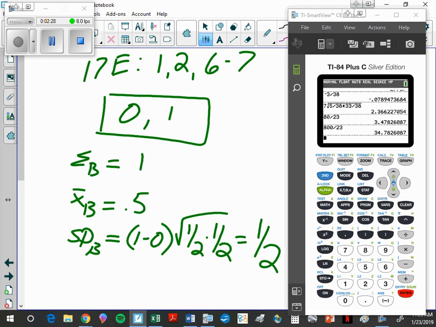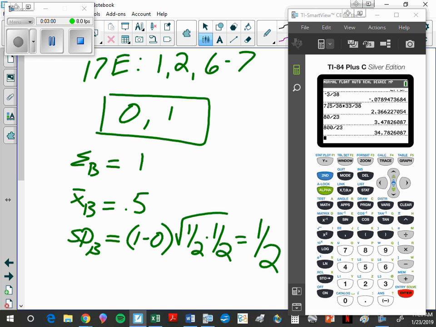How far away are the tickets in the box from 1/2? 1/2. So anytime you have a 0, 1 box, the SD will always be 1/2. Every single time. What if I had a 0, 0, 1, 1 box? It's still going to be 1/2. Because the tickets in the box, on average, are 1/2 away from 1/2. Okay. All right.